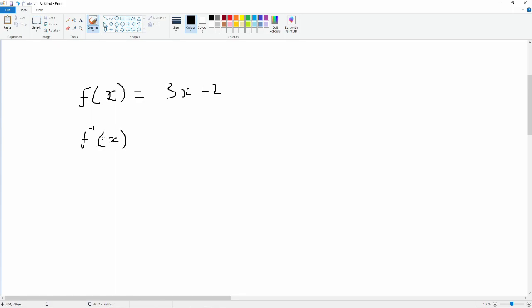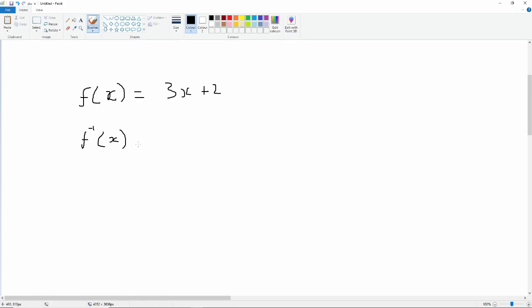Now I should point out that's not the same as the reciprocal of f of x, for those who are familiar with the reciprocal as x to the minus 1 is equal to 1 over x. But this is not what we're doing. The reciprocal of f of x would be f of x to the power minus 1. But that's not the same as f to the minus 1 of x, which is the inverse of f of x. And what's the inverse?